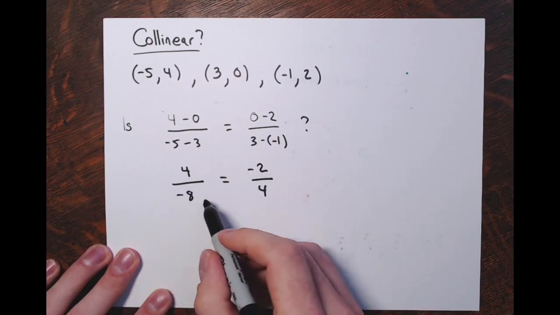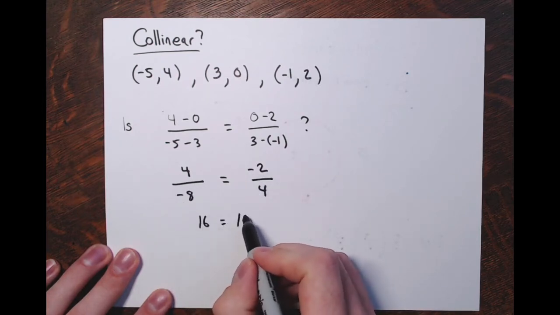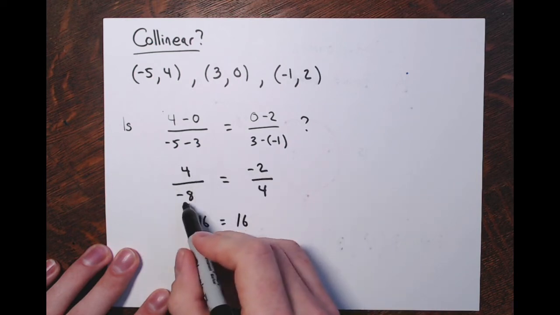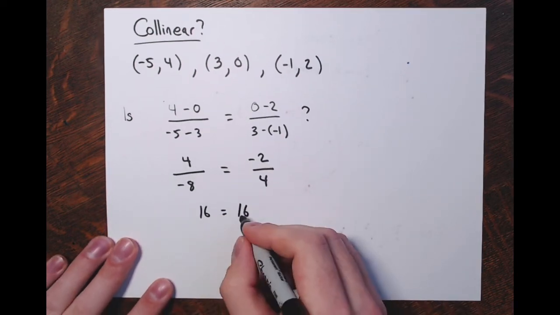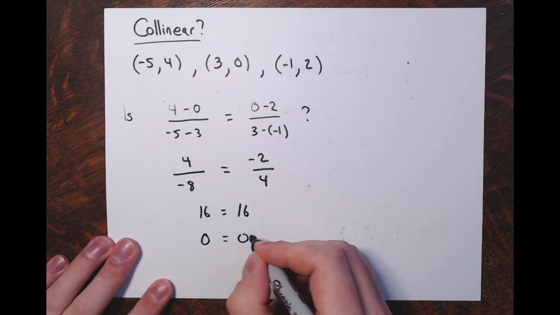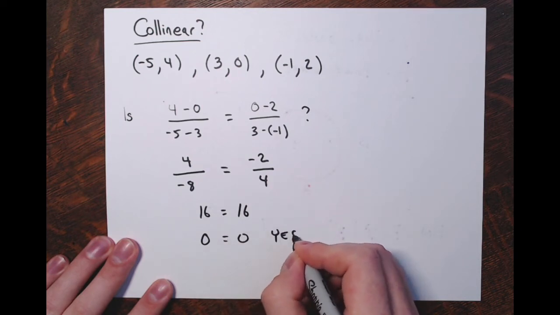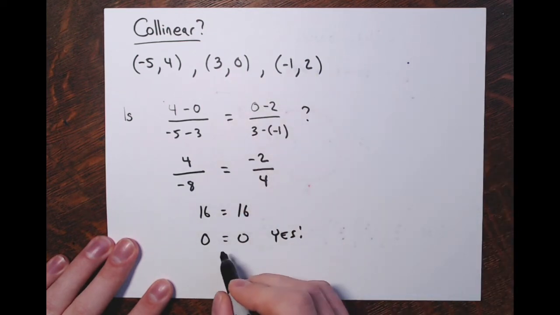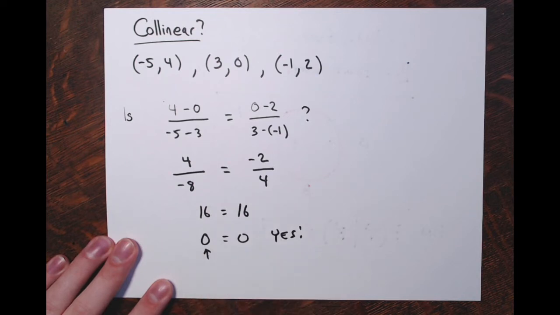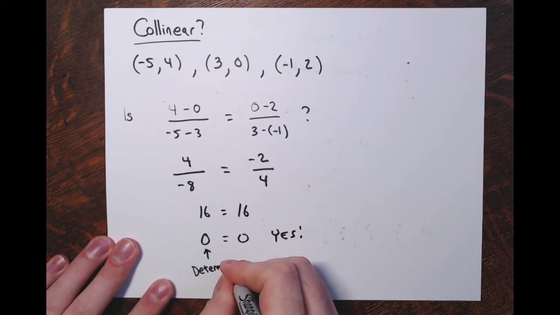And if I do cross products here, we'll have 16 equals 16. Right? 4 times 4, -2 times -8. And then subtracting 16, we get 0 equals 0. Yes, these are collinear. And we're going to see that the determinant of that matrix will be 0.